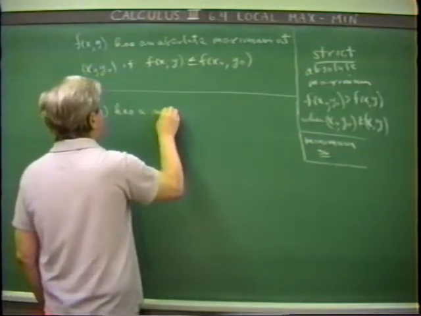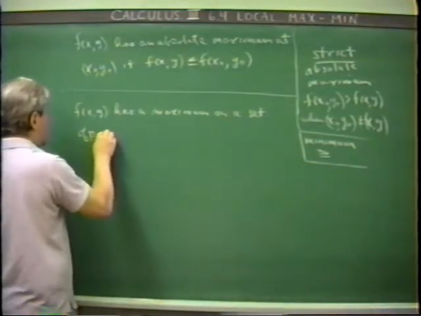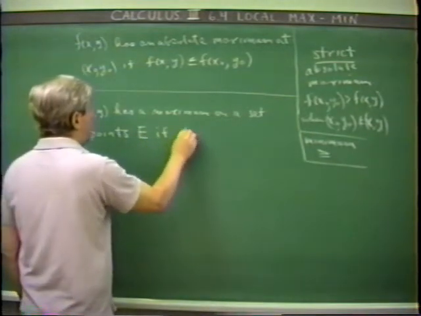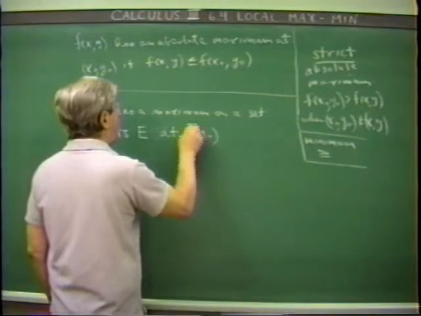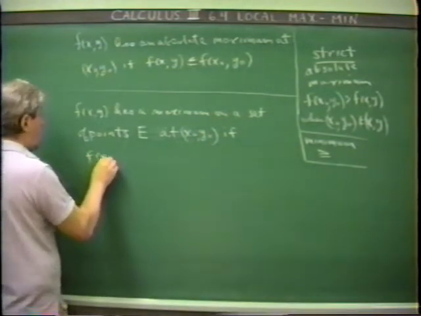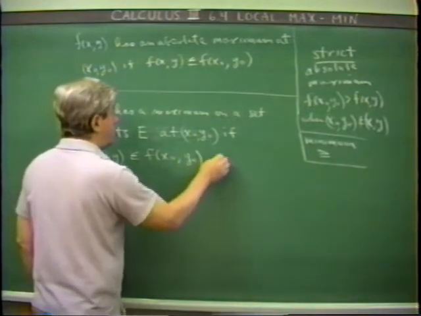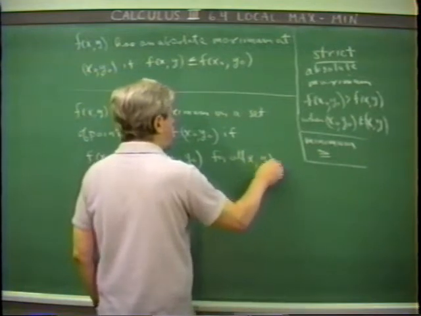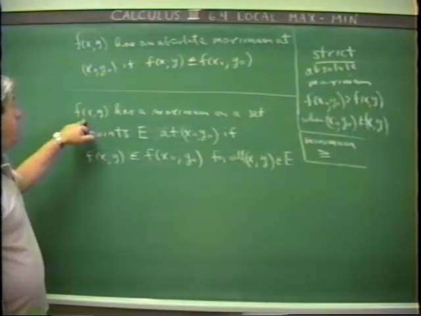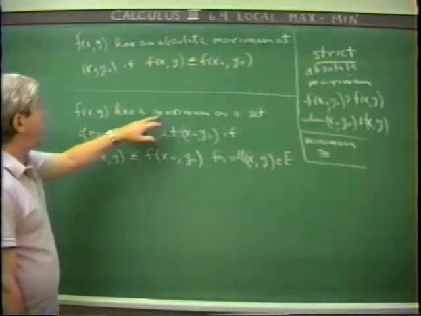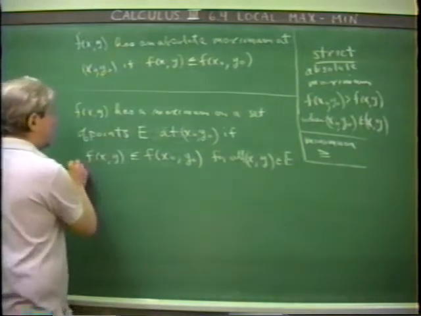f of x and y has a maximum on a set of points E, let's say at x naught, y naught, if f of x and y is less than or equal to the value at x naught and y naught for all x and y with x, y in E. And here we're talking about an absolute maximum on E, or a maximum on E. We can also clearly talk about a strict maximum if we replace this by less than for all other points x, y in E.